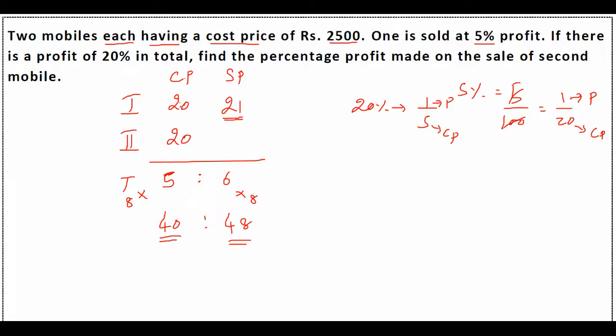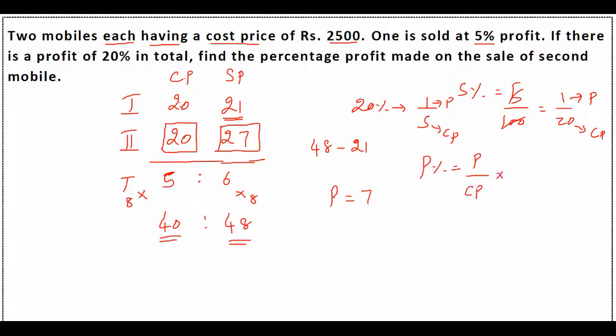Then look at here. Selling price of the first mobile is 21. Total selling price is 48. So the second mobile's value will be this total minus 21, that is the selling price of the first mobile. So you get 27. So now look at here. Cost price of the second mobile is 20. Selling price is 27. Then profit will be 7. So profit percentage is equal to profit divided by cost price into 100.